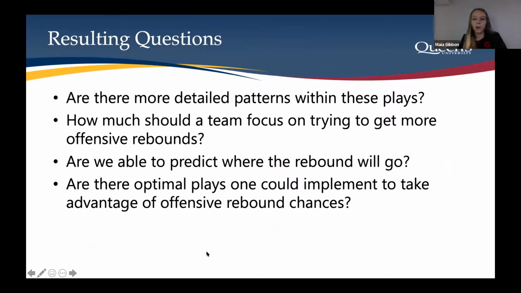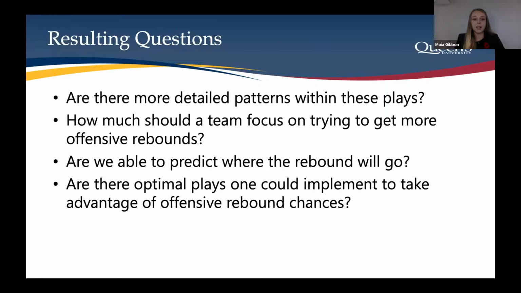So, some follow-up and resulting questions that have come from these observations. Are there more detailed patterns within these plays? And how can we predict whether a player will shoot right off? Will they pass? Where will they pass to? Things like that we'd like to continue to look at.